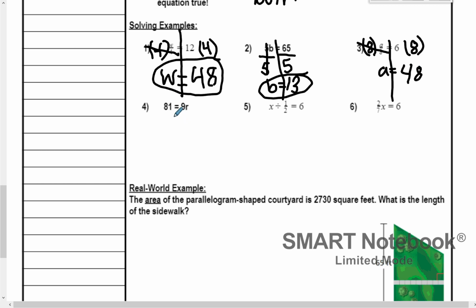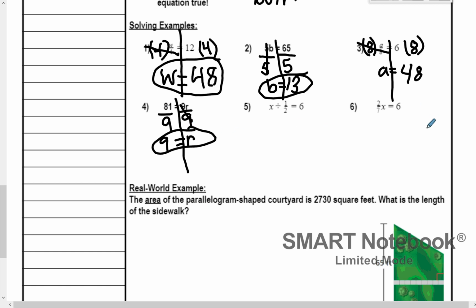Last but not least, we have 81 equals 9. Sorry, not last but not least. We still have 3 more examples. 81 equals 9 times r. We would divide by 9. Our 9s would cancel out. We're left with r equals divide by 9. 81 divided by 9 is 9.